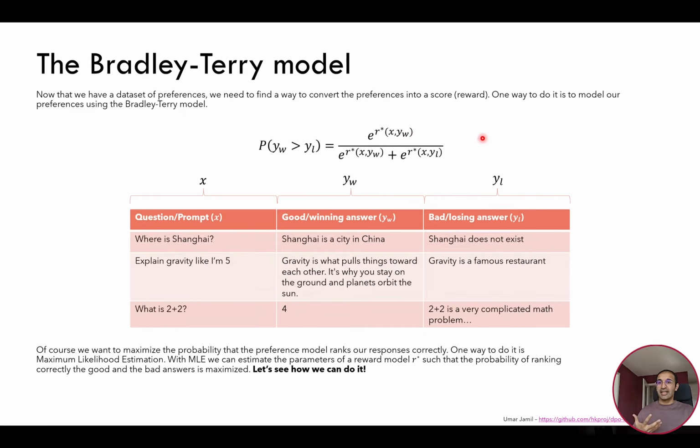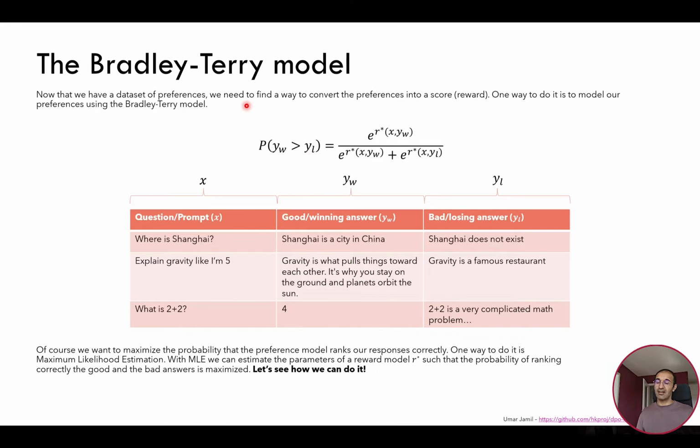Now, how to train a model to convert a dataset of preferences into a numeric reward? We take this expression and we can use a maximum likelihood estimation. It doesn't matter if you don't know what maximum likelihood estimation is. The point is we want to maximize the probability of assigning the correct ordering in our preferences. So we want to maximize the probability of choosing the correct answer over the wrong answer. And suppose that we are maximizing this expression here.